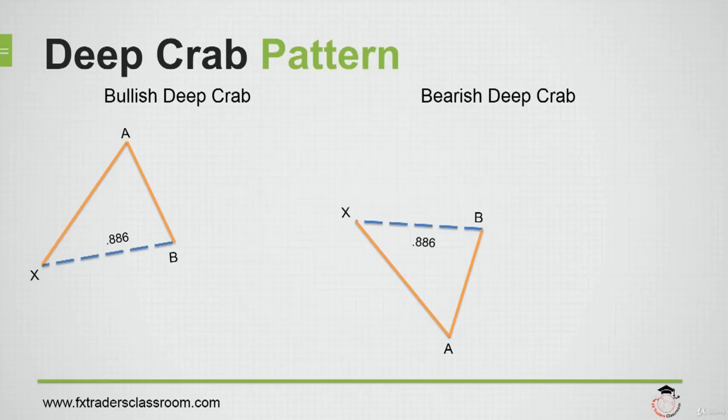We are looking for an 886 retracement. In fact, the deep crab pattern usually possesses a B point that is beyond the 886 level, but it does not violate the initial X point. So we have to at least touch the 886, and we can actually go a little bit beyond it, but we cannot violate the X point.